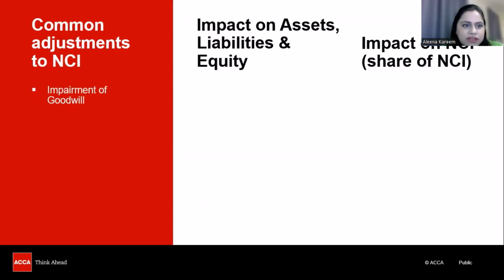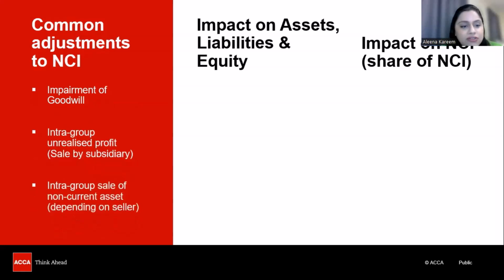Similarly, there are a few other adjustments also. I'm not going into the details of what these adjustments are because you must have covered these by now, which is why you've reached the NCI level. So where we have the impairment of goodwill, intra-group unrealized profits, and intra-group sale of non-current assets. So in case of impairment of goodwill, you decrease the value of goodwill.